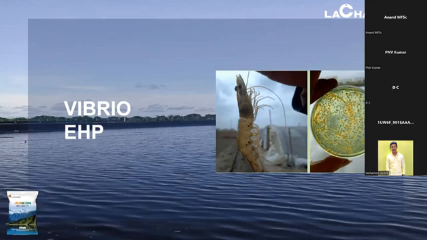So how to judge the wet feces caused by EHP? You can see the shrimp size is not uniform. Some are large, some are small. So there is size variation, and then we can detect directly.